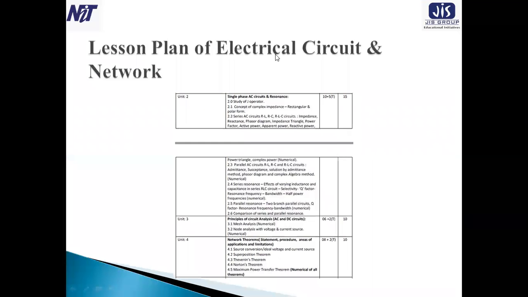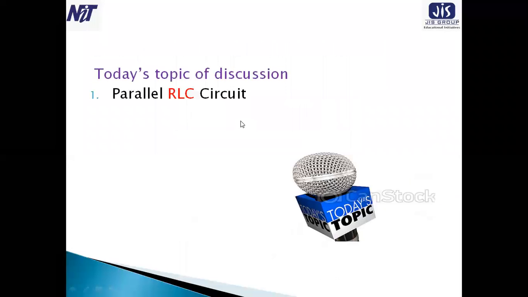So for this subject the lesson plan is here, and here I will cover 3 units. In unit 2, section 2.3, there are parallel AC circuits: RL, RC and RLC circuits. Today my topic of discussion is the parallel RC circuit. I am going to talk about the different properties of the parallel RC circuit: its impedance, admittance calculation, and susceptance calculation.